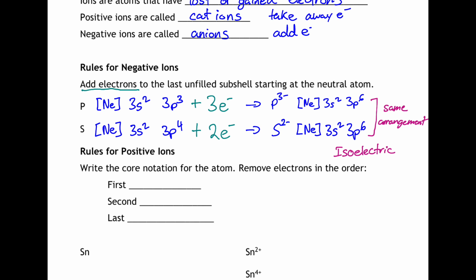Positive ions are a little more complicated because we get that middle D section of the periodic table, so there's a little more rules to deal with. So basically what we're doing for positive ions is we're taking away electrons. So we start to peel away electrons, and we peel them away in a certain order. The first ones we take are the p orbitals.